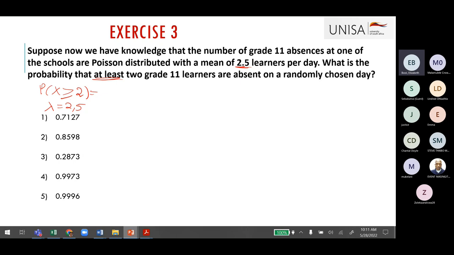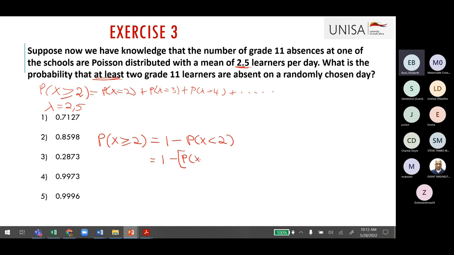You can calculate this two ways. By saying the probability of X is equal to 2 plus the probability of X is equal to 3 plus the probability of X is equal to 4 plus, until you get to the end of the table with the probability that they have. You can do it that way, or you can look at this and say, what is the complement of this value? So the complement of X is equal to or greater than 2 will be 1 minus the probability of X less than 2. What does that mean? It means 1 minus the probability of X is equal to 0 plus the probability of X is equal to 1.